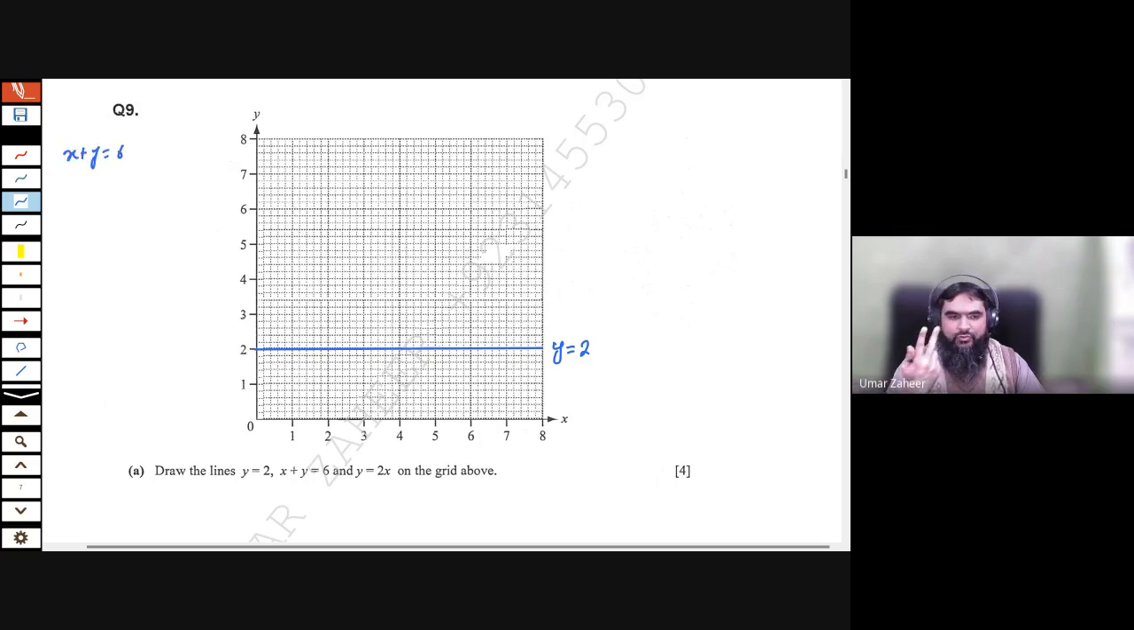So we need any 2 points to draw the line. So let's just substitute x is equal to 0. So 0 plus y is equal to 6. So y is equal to 6. We will get the point 0 comma 6.